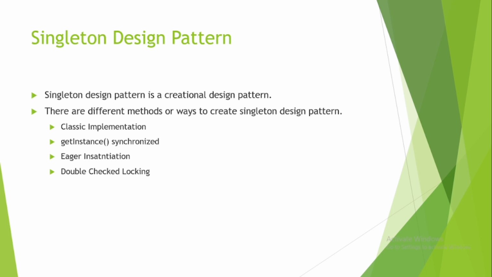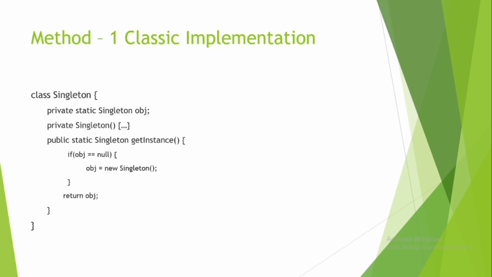ठीक है. So to create a singleton class, there are 4 ways. There is the classic implementation, the basic way of how we should do it. There is the synchronized method, meaning the getInstance method will be synchronized, and the eager instantiation and the double checked locking. Okay, so we'll cover all these 4 ways that we can create a singleton class. So that is the first method, classic implementation.